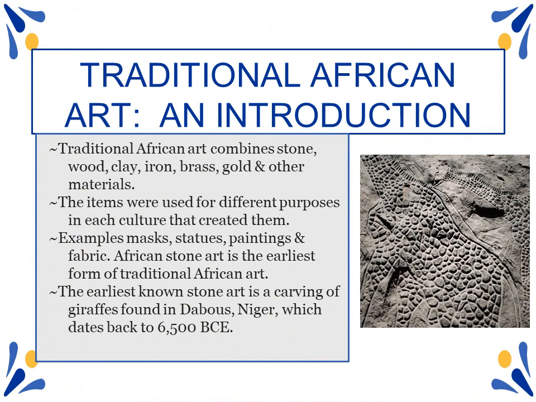Now, what exactly was this traditional African art? Let us see. Traditional African art combines stone, wood, clay, iron, brass, gold, and other materials. So it is not exclusively made up of one material, but of a number of materials. The items were used for different purposes in each culture that created them. So the items were obviously like the mask, the sculptures, different types of statues, and so on. Examples: masks, statues, paintings, and fabric.